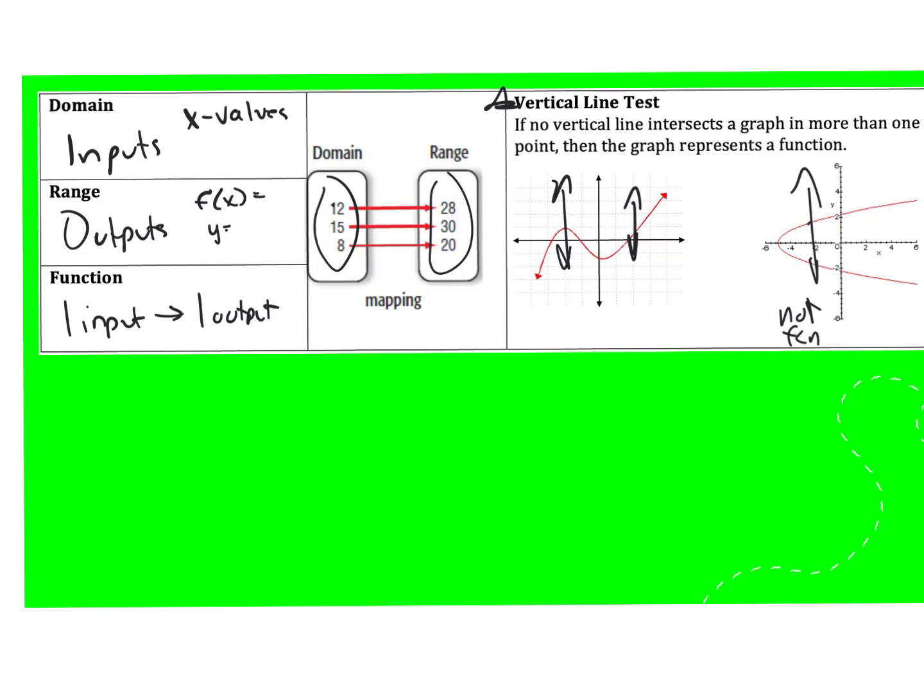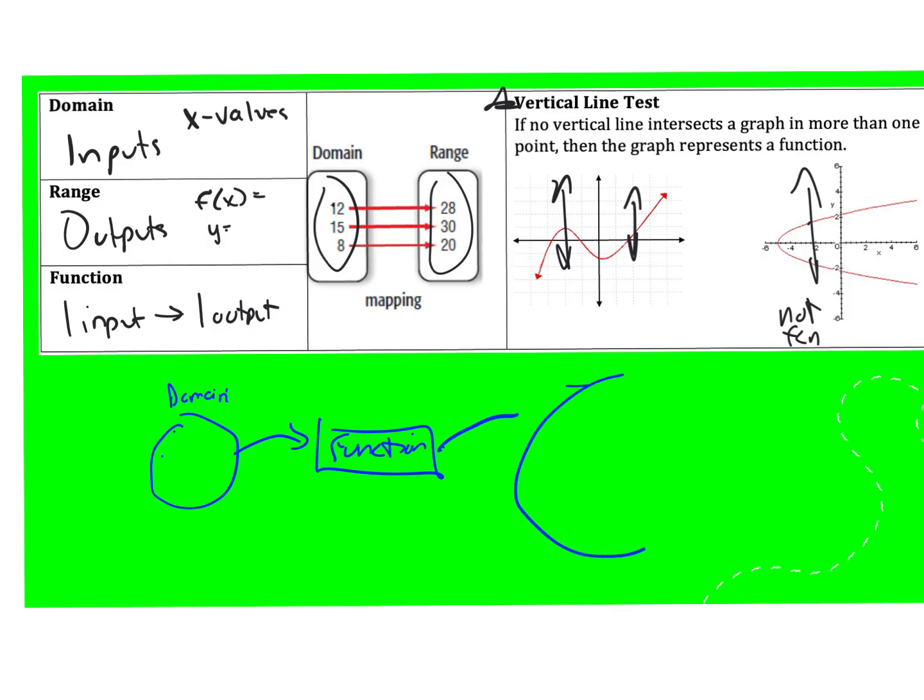A bigger way to think about it is that your domain is what is possible to put into your function. You put this into your function, whatever that looks like, and it gets more complicated the deeper you go into math and the more classes you take. Then once it comes out of there, the range is everything and anything that could happen once it comes out of the function.